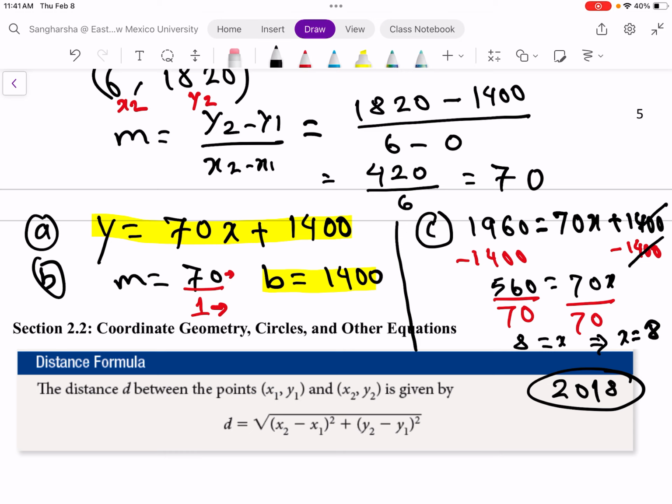So we can use the linear equation to make a prediction. It may not be 100% accurate, but we can make a close prediction with the help of the linear equation. Now this is all for section 2.2. Now we'll go back to our exercise and do some homework.